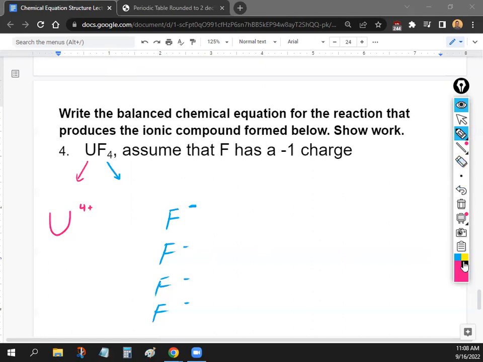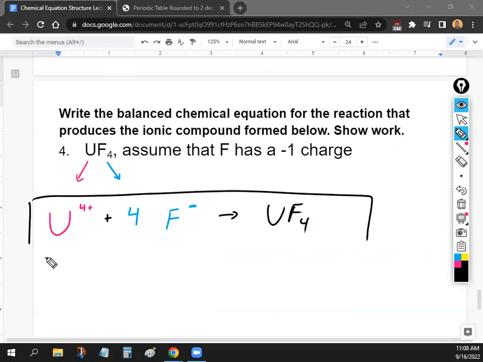So for your final answer, super duper simple. You just need to finish writing this equation. So we're just going to write plus. We said that we had 4 of these guys. I can erase these. And then I already gave you the molecule that they make. They make UF4. And so there you go. That's your final answer. So I think this one's a little bit easier just because you already have the molecule. I give you one of the charges and you just have to work backwards. Okay.